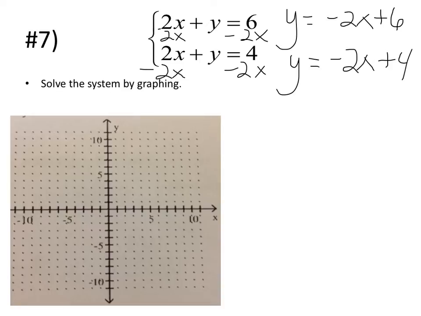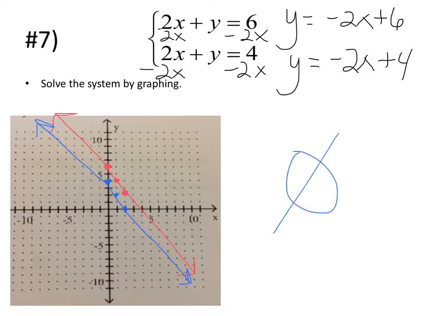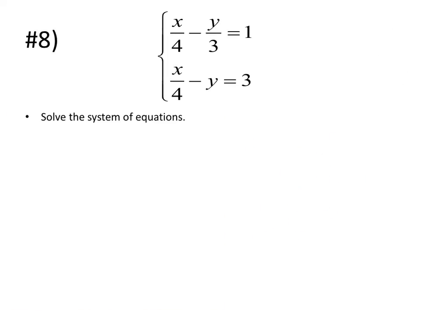So if I've got 6, and I'm going to go down 2 over 1, down 2 over 1. It's going to look like this. Okay. And then if I've got 4, down 2 over 1, down 2 over 1. Okay, it is two parallel lines, so your answer is no solution. Thank God we're done with graphing on those.